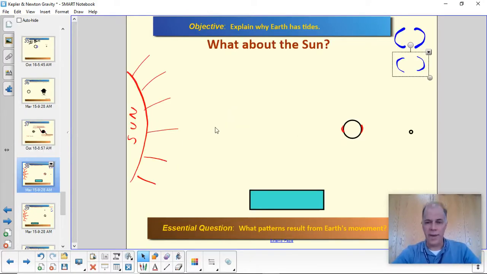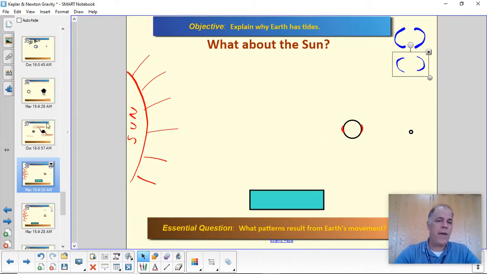Okay, now what about the sun? Does the sun produce tides? Because the sun is closer to the ocean on this side than it is to the ocean on that side. So it makes sense that we should get this same pulling situation. And the answer is that yes, the sun does produce tides, but the sun's tides are much less extreme than the tides produced by the moon because the sun is so much farther away than the moon.